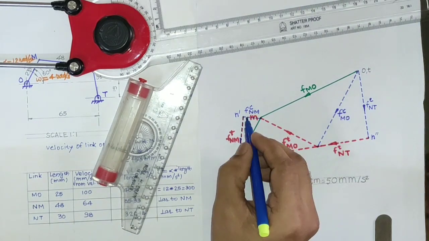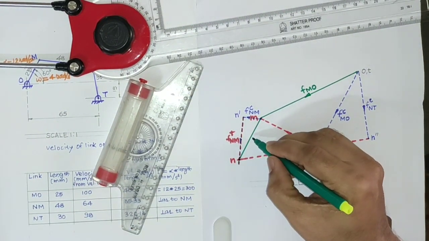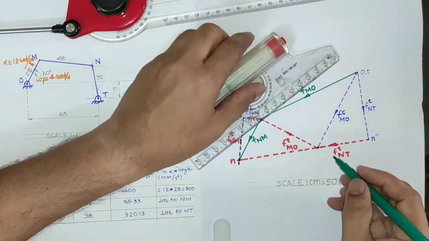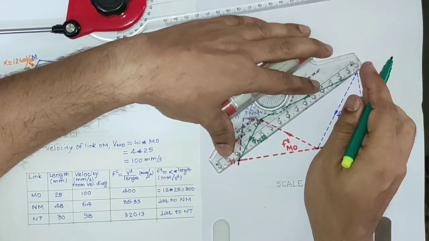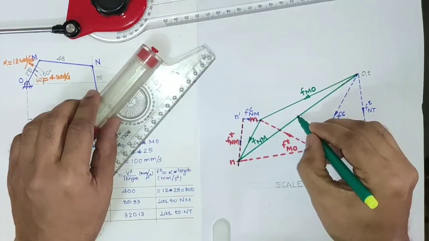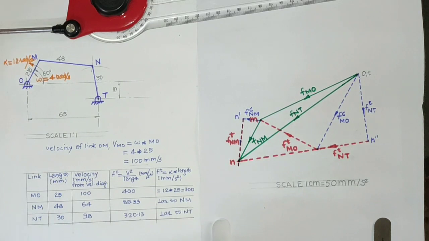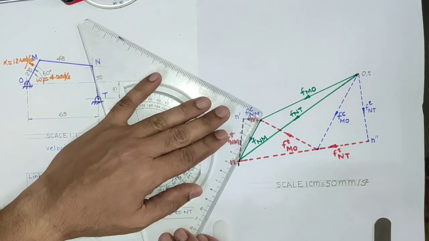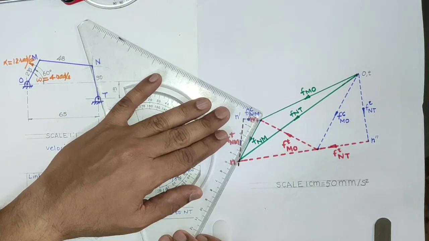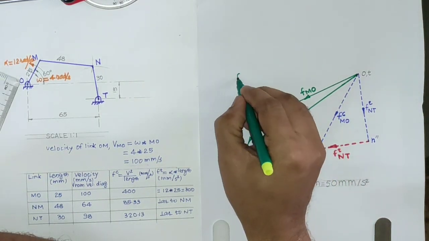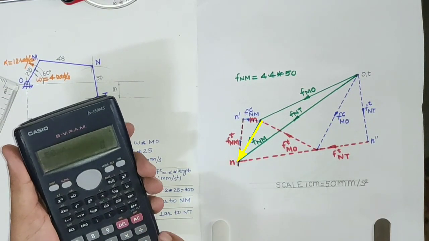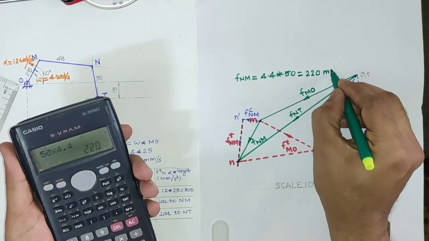Join M with N, which will give the resultant acceleration for link MN. And join T with N, which will give resultant acceleration for link NT. We are asked to find the resultant acceleration for link NM. For that, measure this length NM from acceleration diagram, which is coming 4.4 into scale 50, which is equal to 220 mm per second square.